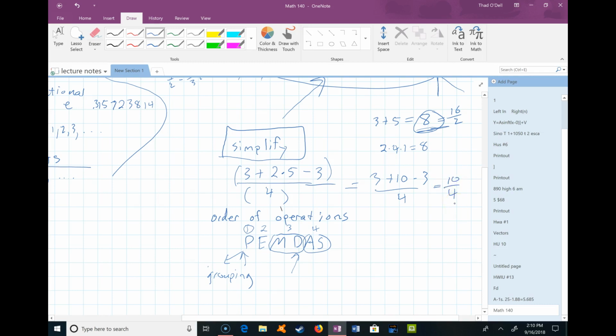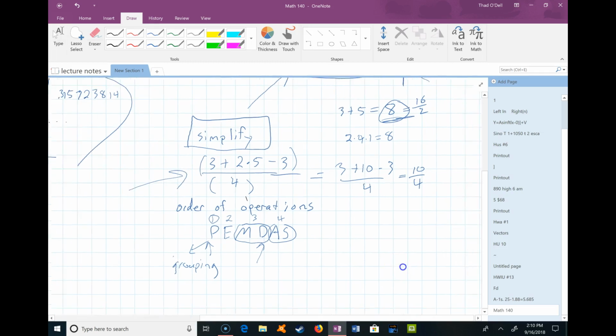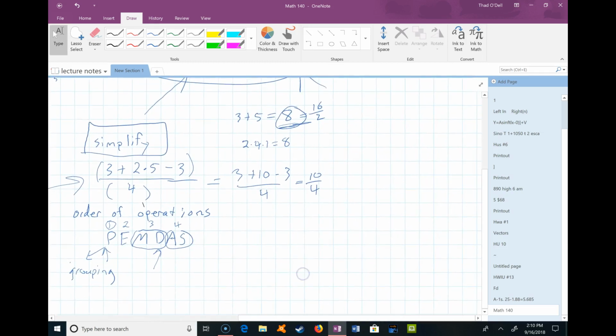Now, we would all agree that this 10 fourths is simpler than that as far as expressing this value, right? But there's also a rule you've picked up along the way that when you're writing a fraction, it's simplest to write it in its reduced form. So we ask, is there a number that will divide into both the top and bottom? In this case, 2 will divide into both. So I could rewrite this as 5 over 2. And that would be simplest form.